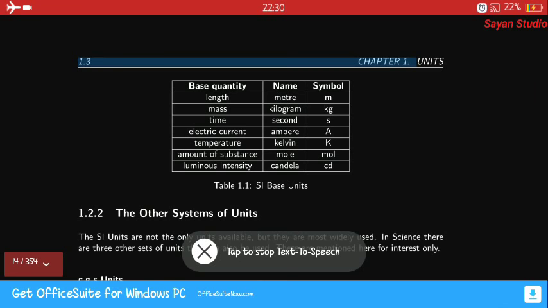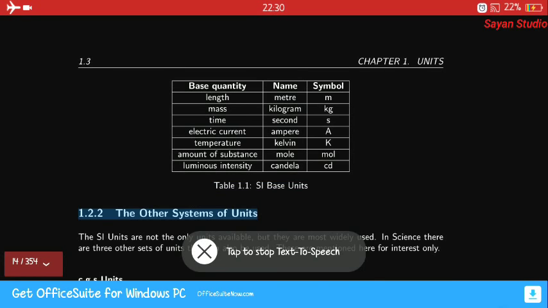1.3 Chapter 1. Units. Base quantity, name, symbol. Length, meter, m. Mass, kilogram, kg. Time, second, s. Electric current, ampere, A. Temperature, Kelvin, K. Amount of substance, mole, mol. Luminous intensity, candela, cd. Table 1.1 SI base units.